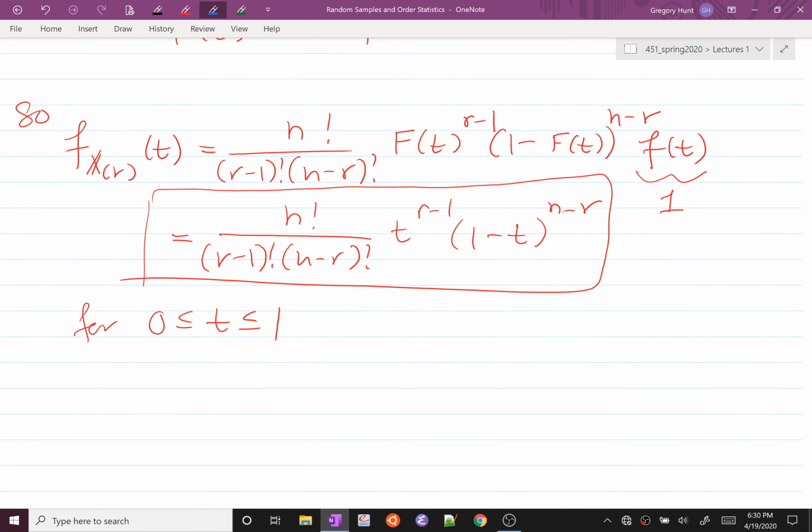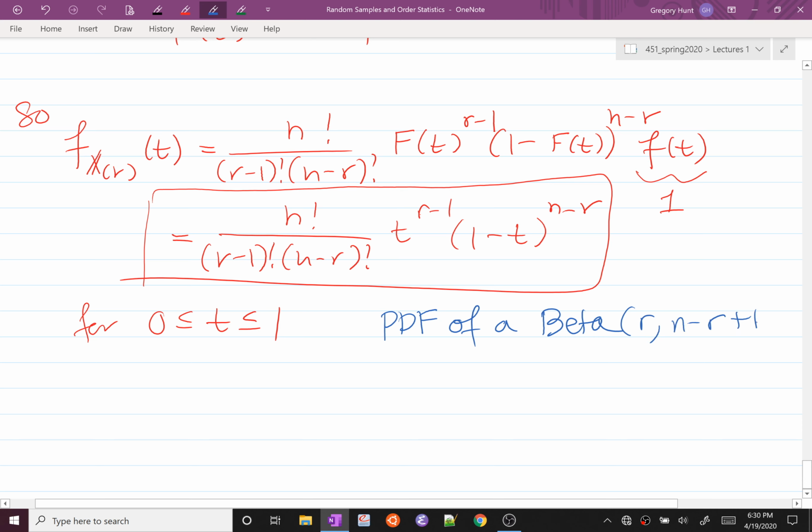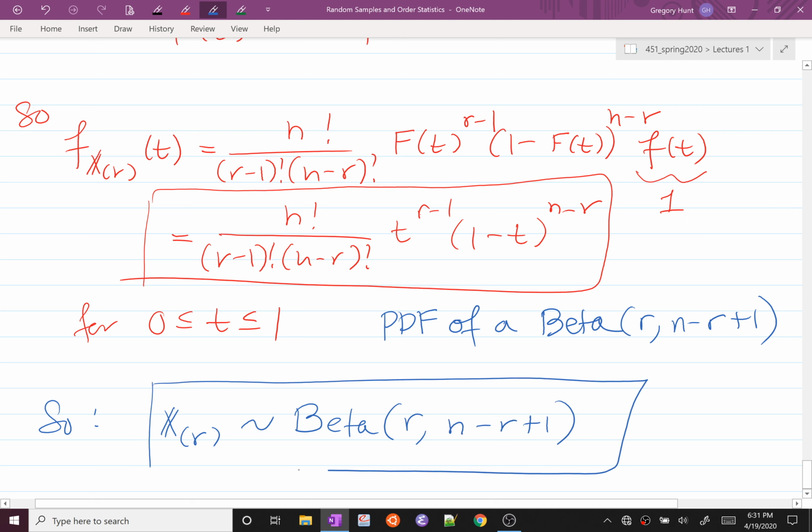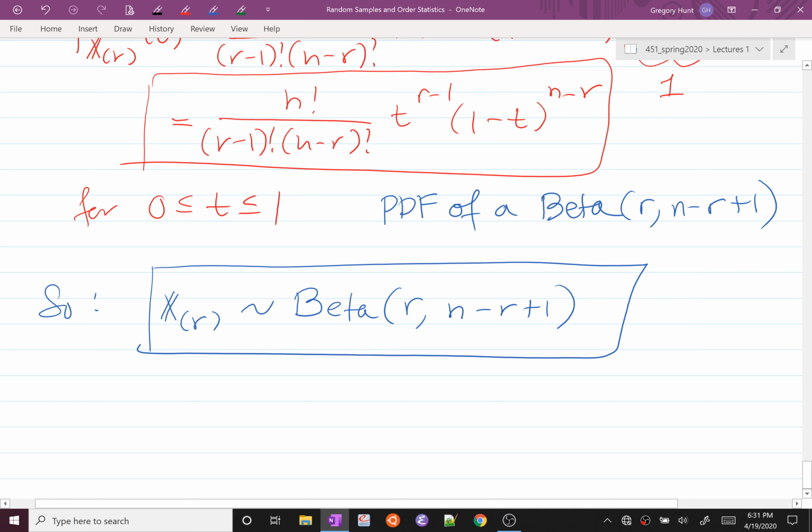And what you might not notice immediately, but I'll claim, is that this is the PDF of a beta distribution with parameters r and n minus r plus 1. So the story overall is that if I have a random sample of uniform numbers, the rth order statistic, that is the rth smallest value, will have a beta distribution with parameters r and n minus r plus 1. This is super useful practically, because the uniform is a nice, simple distribution.